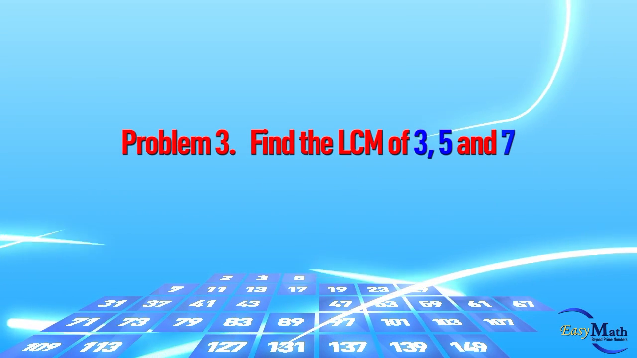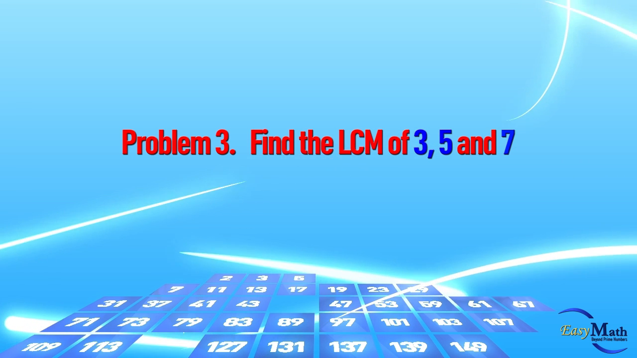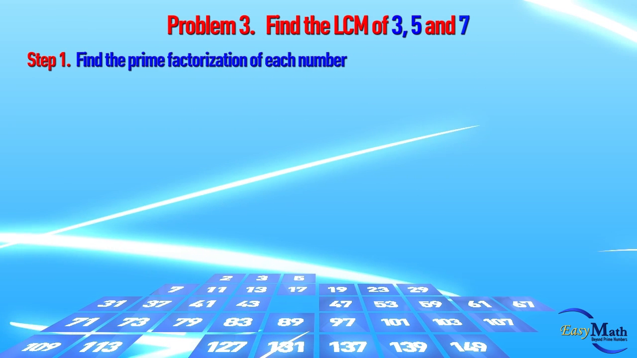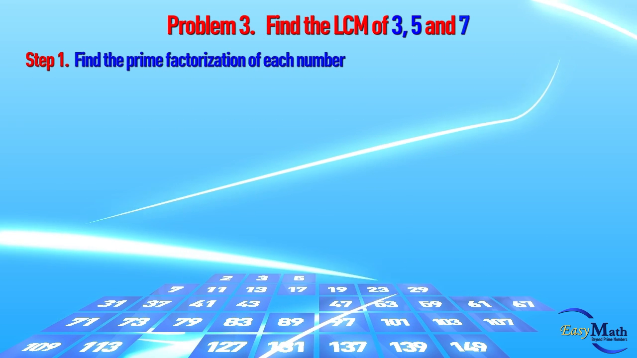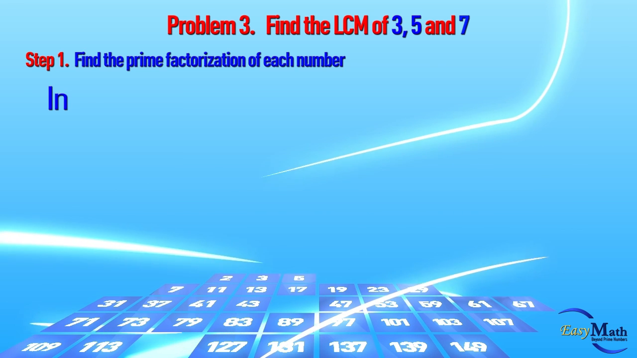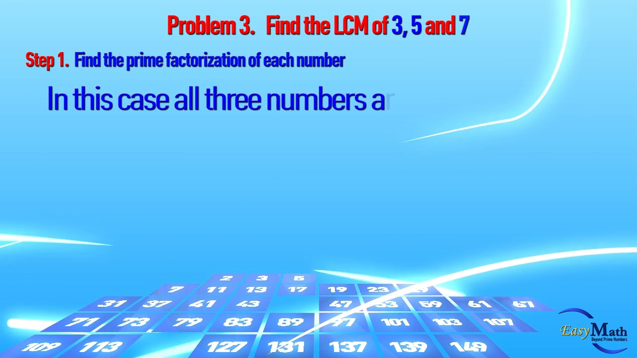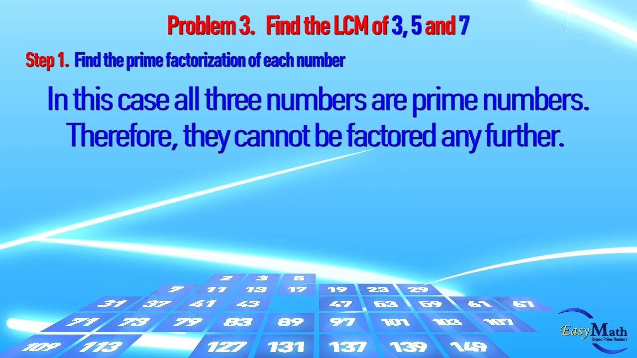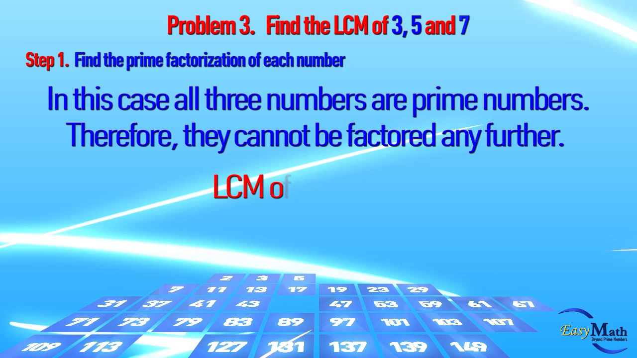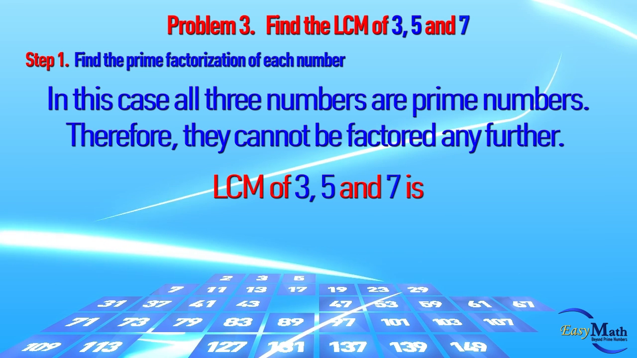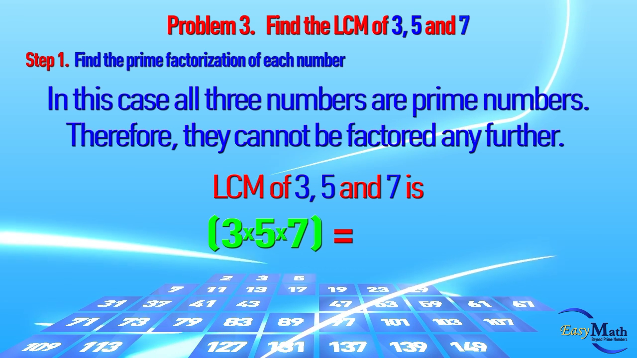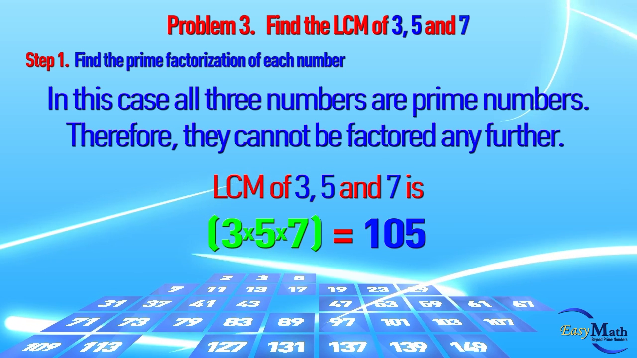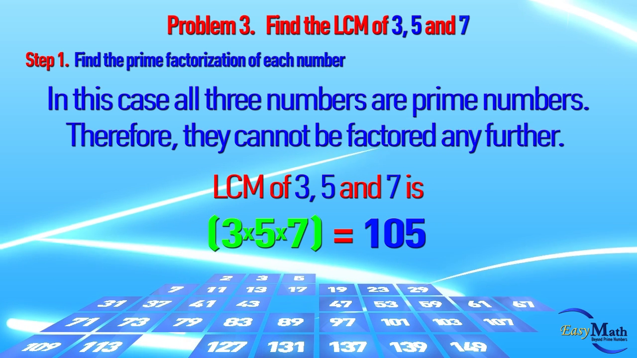Problem 3. Find the LCM of 3, 5, and 7. Step 1. Find the prime factorization of each number. In this case, all 3 numbers are prime numbers. Therefore, they cannot be factored any further. Thus, the LCM of 3, 5, and 7 is simply the product of these numbers. 3 times 5 times 7, which equals 105.